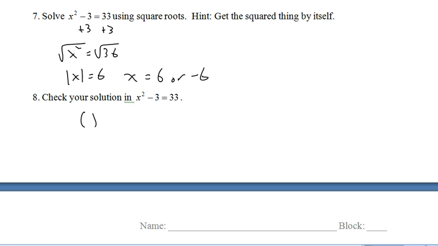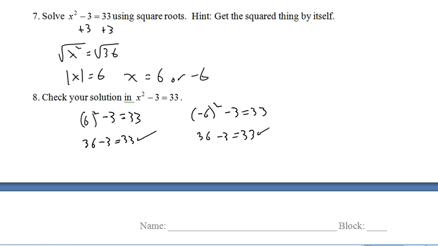Oops, that's not a 3. It should be a 6. So 6 squared minus 3 equals 33. Is true. And negative 6 squared minus 3 equals 33. Also true. So we've got two values of x that make our original equation true. They are both solutions to our equation.